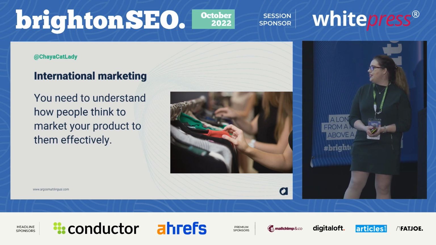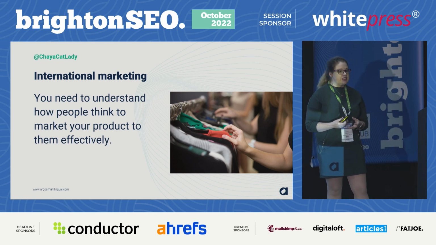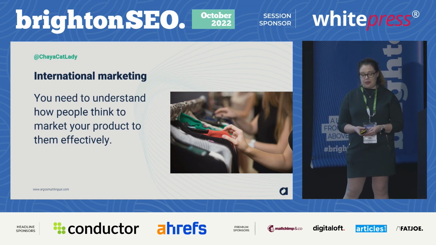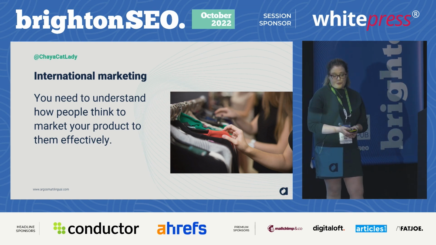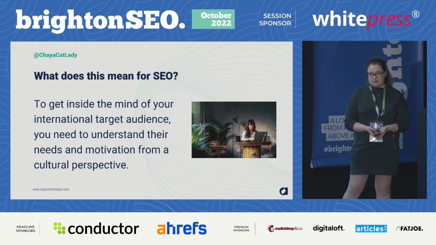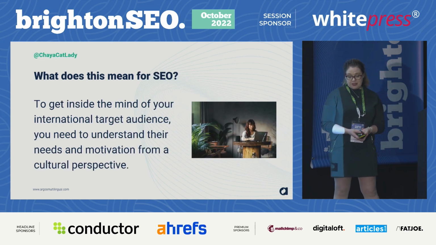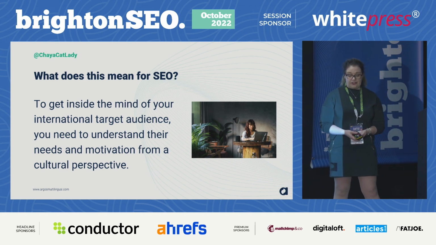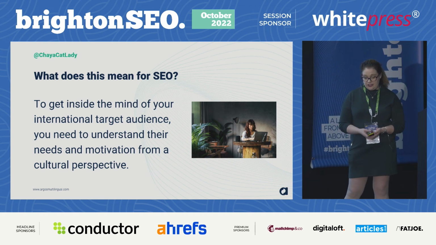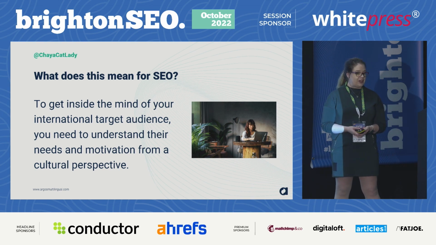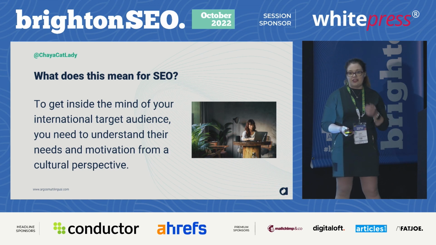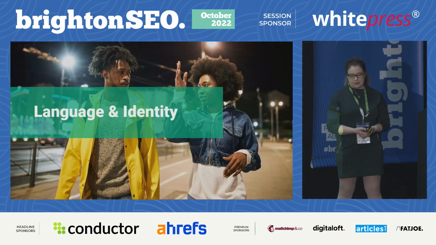And most importantly, international marketing. You really, really need to understand how people think to be able to market your products effectively. So what does this mean for SEO? You really, really need to get inside the mind of your international target audience, and you need to understand their needs and motivation from a cultural perspective in order to actually do keyword research, write content, do all of those lovely things that matter for SEO.